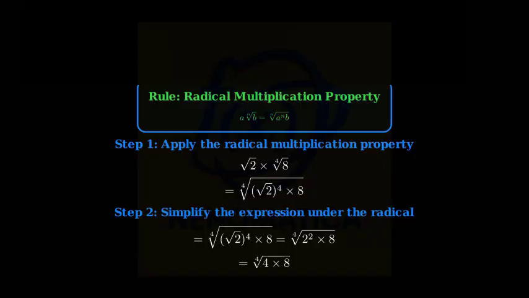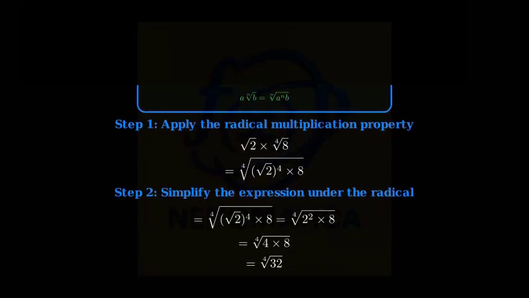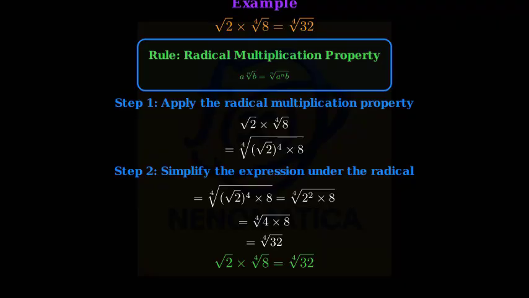So the square root of 2 to the fourth power equals 2 squared, which equals 4. Now, we multiply 4 times 8 to get 32. So our expression simplifies to the fourth root of 32. And that's exactly what the right-hand side of our original equation was. So we verified that the square root of 2 times the fourth root of 8 is indeed equal to the fourth root of 32. Now, let's move on to our second example.